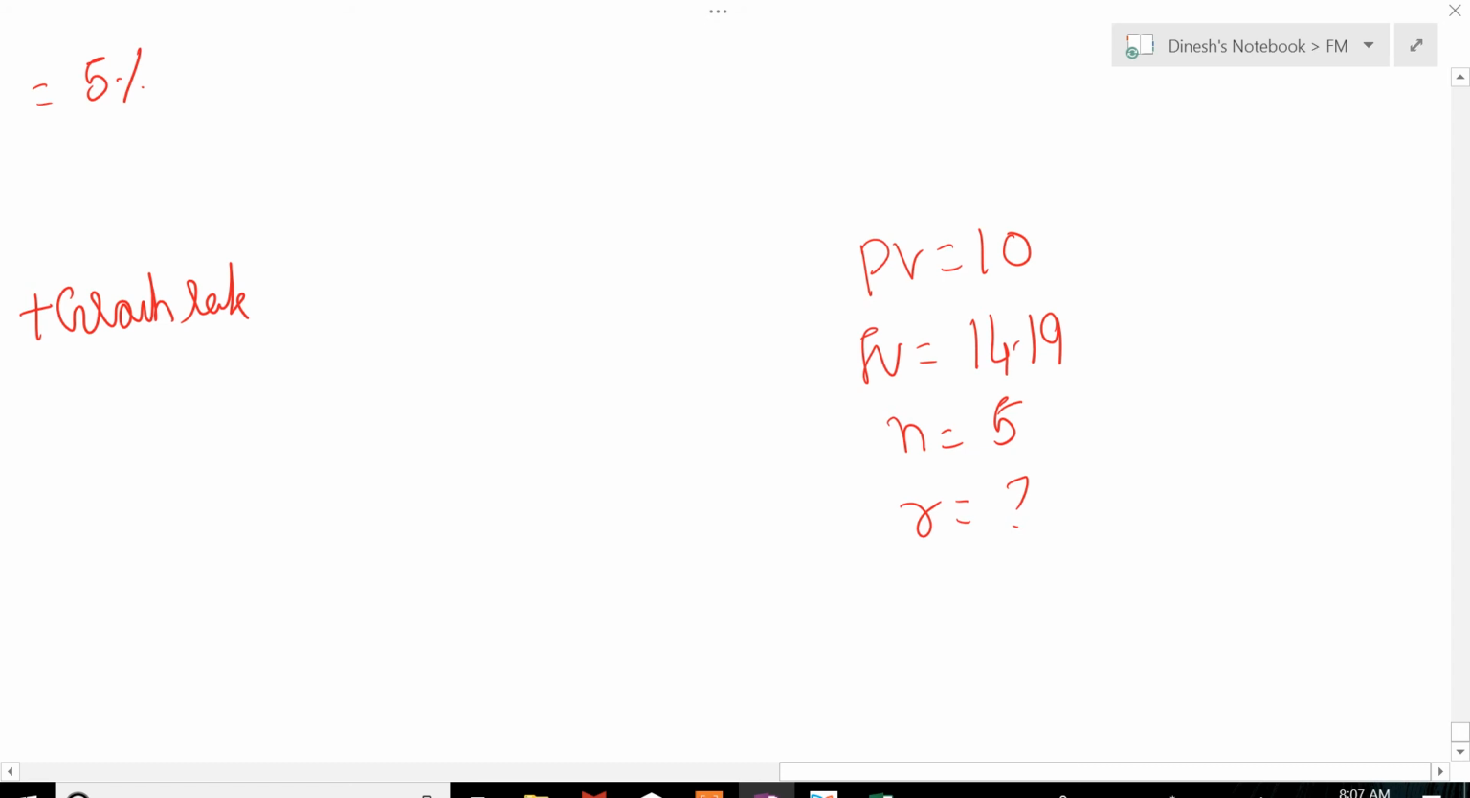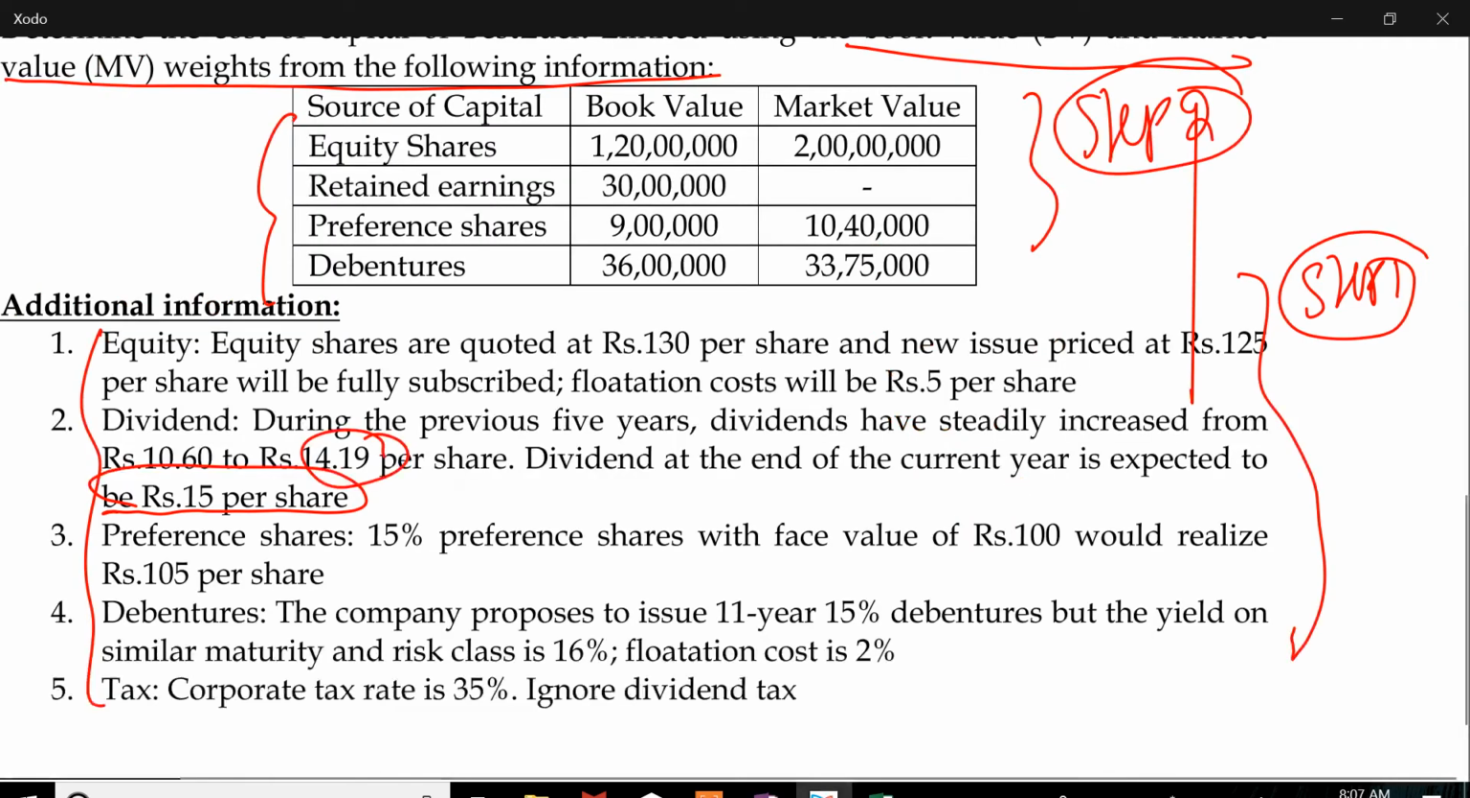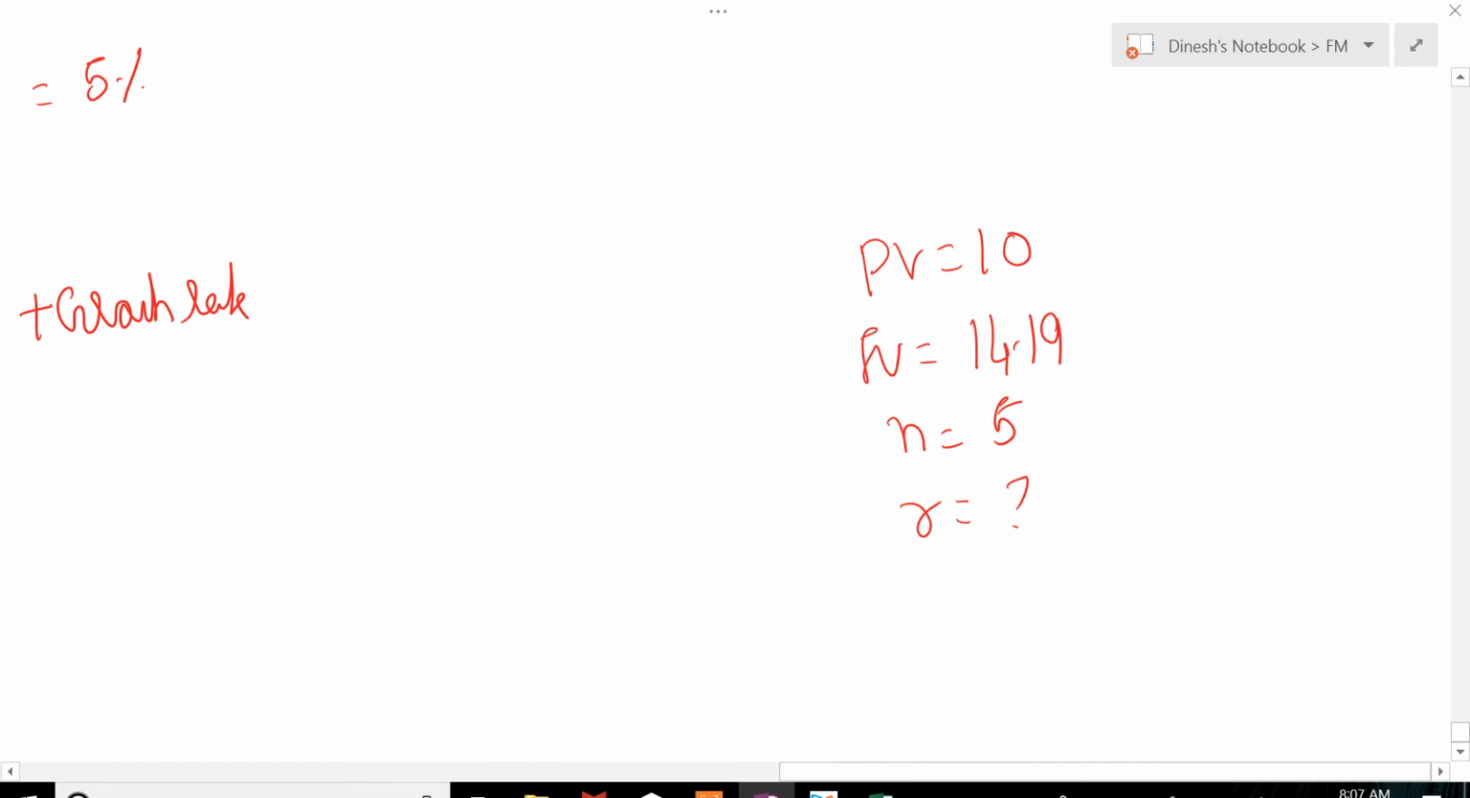In 5 years, the dividend from 10 has become how much? 10.6. Now can you do it in the calculator? Listen for some time. In the calculator, 10.6 plus 6%, do it 5 times. See whether we are getting 14.19. I think the growth will be 6%. We got 5.71. So ideally the growth rate for this question is 6%.